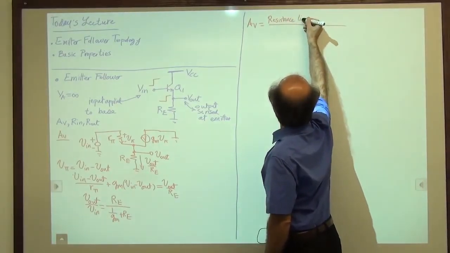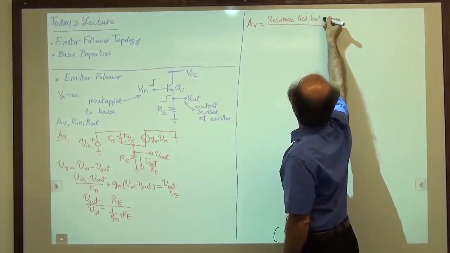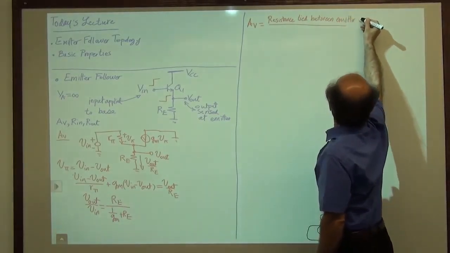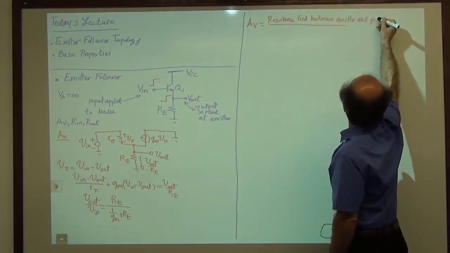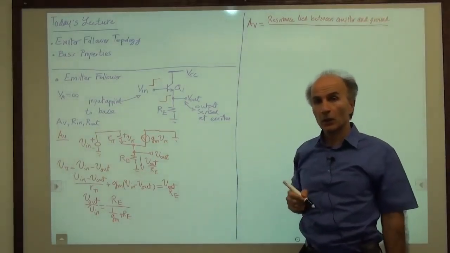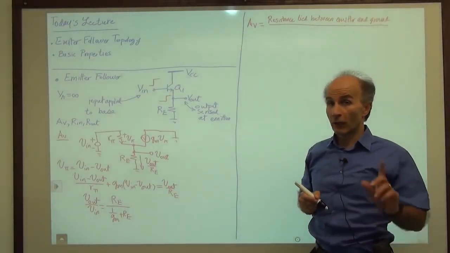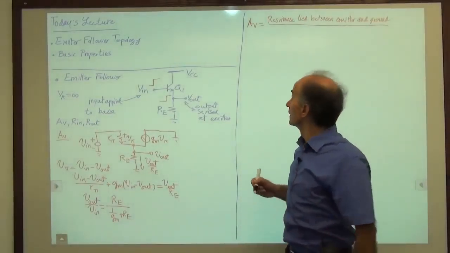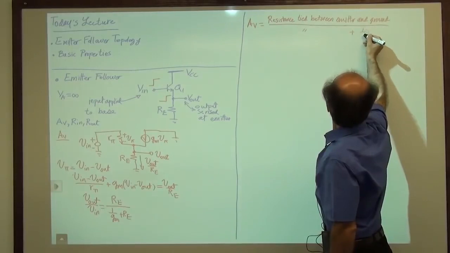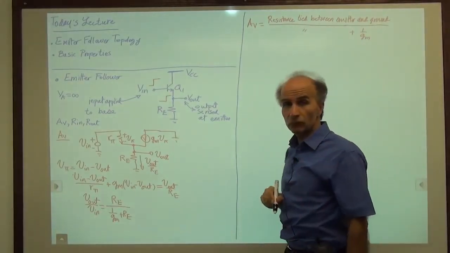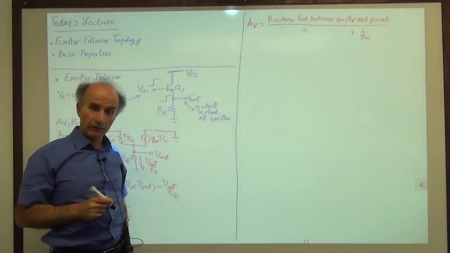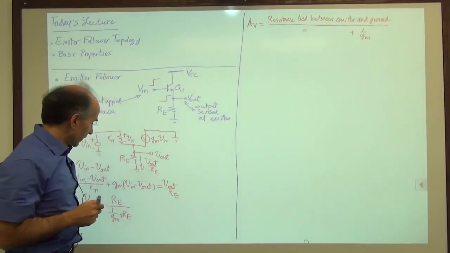tied between emitter and ground. And by ground, we mean really AC ground, any ground, right? Okay, and in the denominator, we have 1 over GM plus the same resistance. So I'll just put 2 dots here, and then I say plus 1 over GM. So that's what we need to remember for the voltage gain of an emitter follower. Okay.